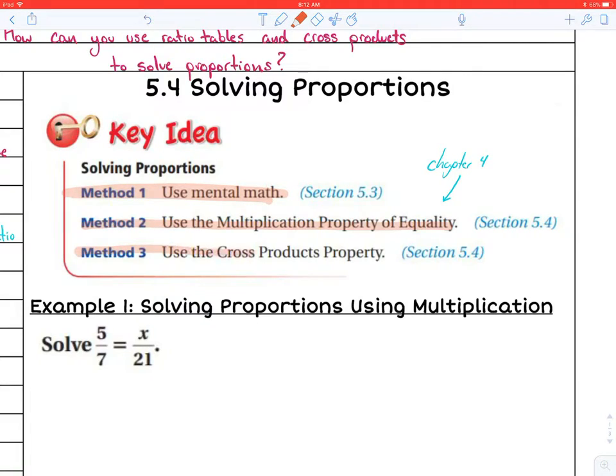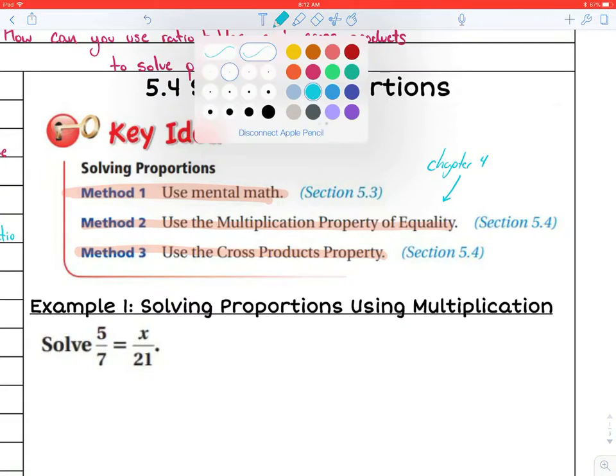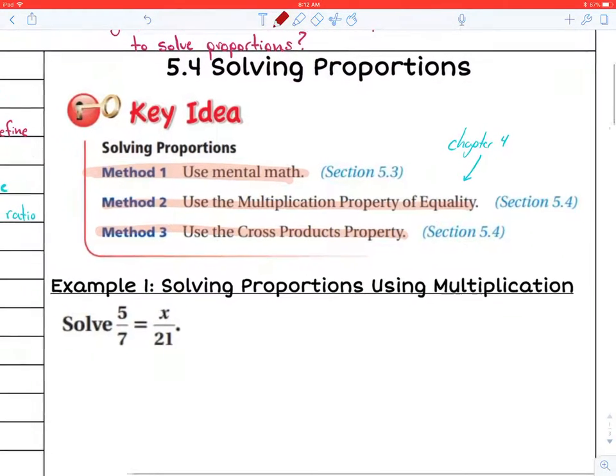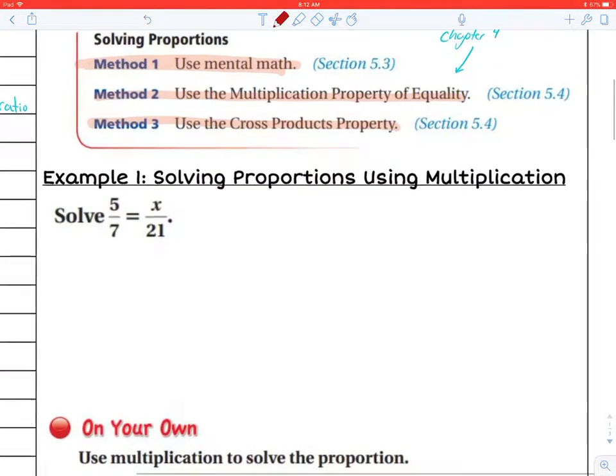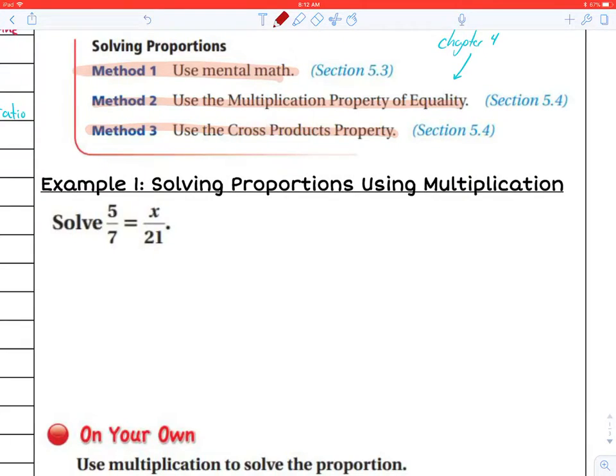And then lastly, and my favorite, is use cross product property. So look at the cross products of the proportions and then solve for the unknown, which also involves a little bit of chapter 4 because you'll be having to use equations. So let's try out those 3 methods now with this example. Let's go ahead and put method 1 here. So method 1 is to use mental math.